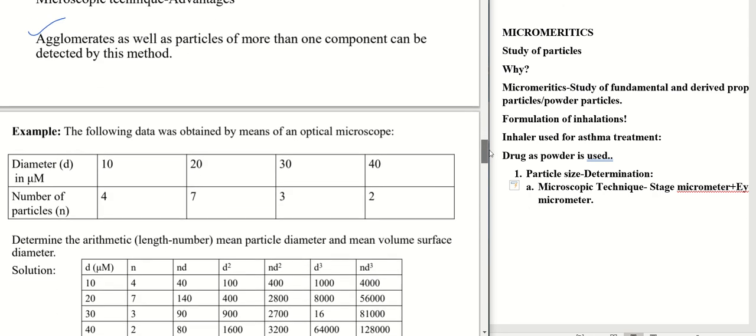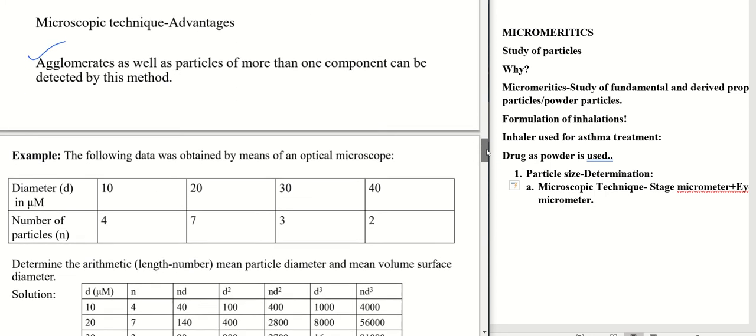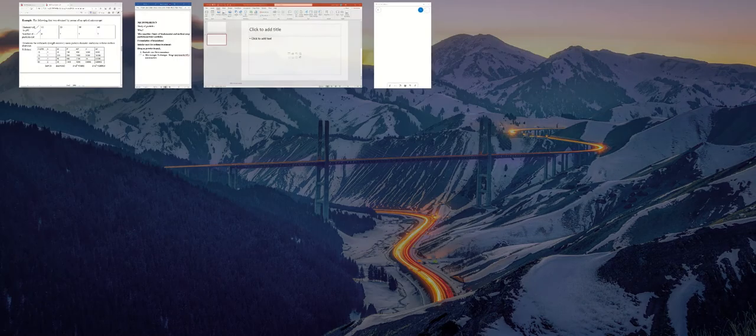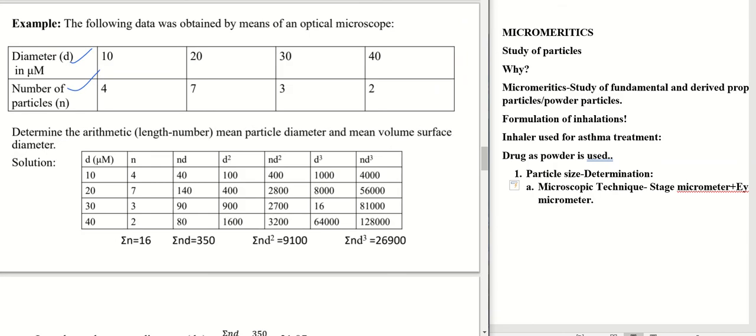Now let us see how we can analyze the mathematical data that we get from the microscopic technique. From the microscopic technique, we will be getting information about the diameter of the particles and the number of particles, right? Suppose from this data, we can analyze that there are 4 particles having 10 micrometer diameter.